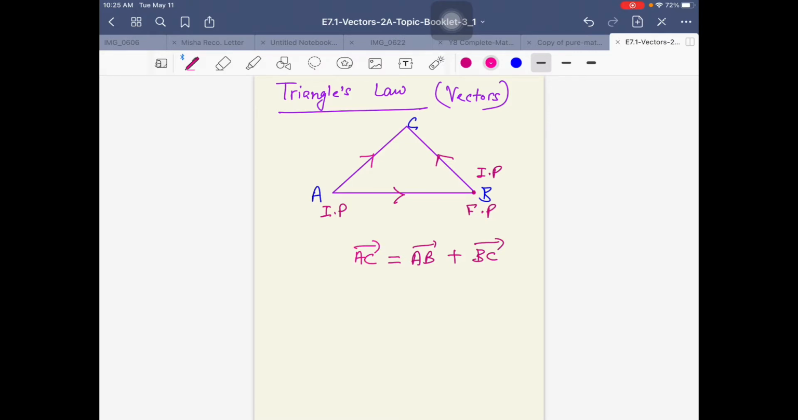So the statement of triangle's law of vector addition is, if two vectors are represented by two sides of a triangle in order, the third side in opposite order gives the resultant. So AC is the resultant. So now let's use this triangle's law in a question practically.